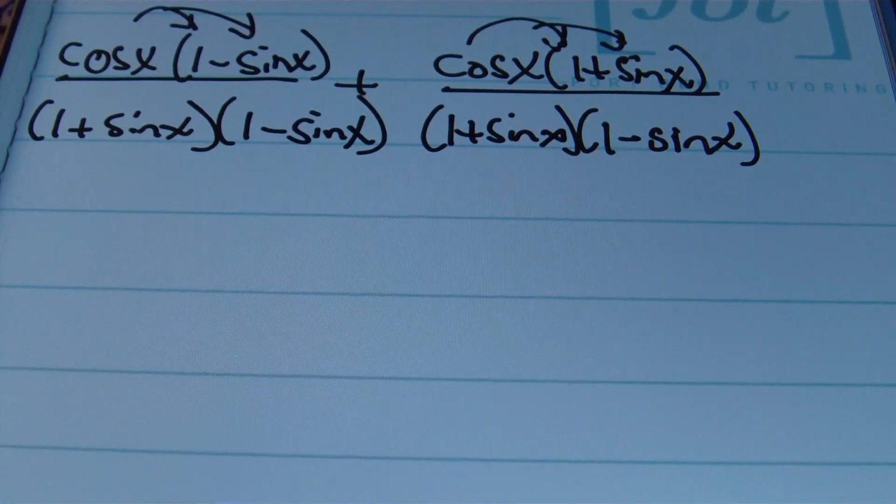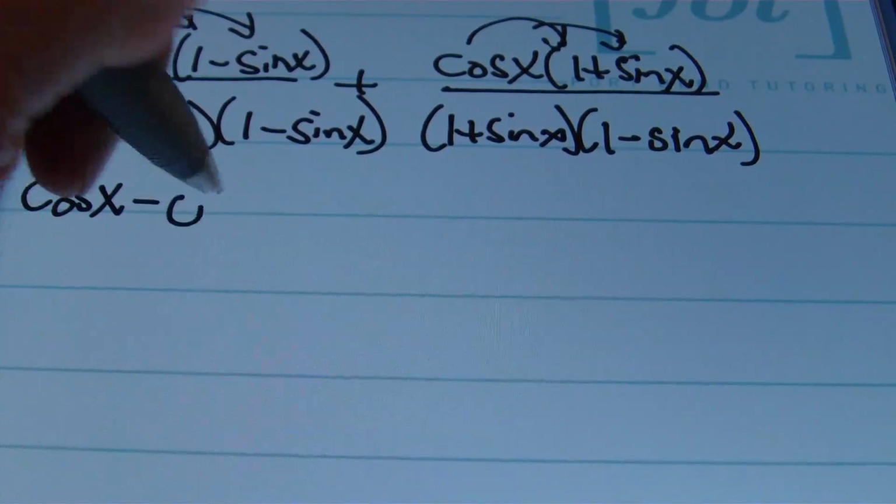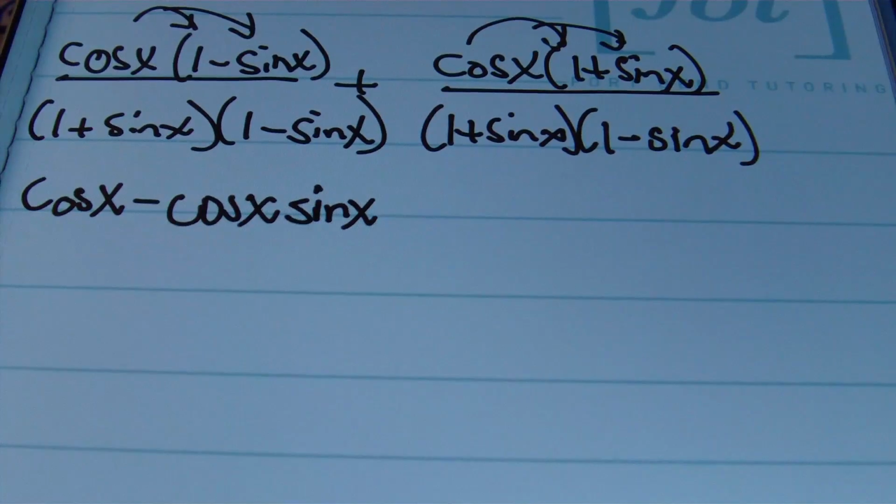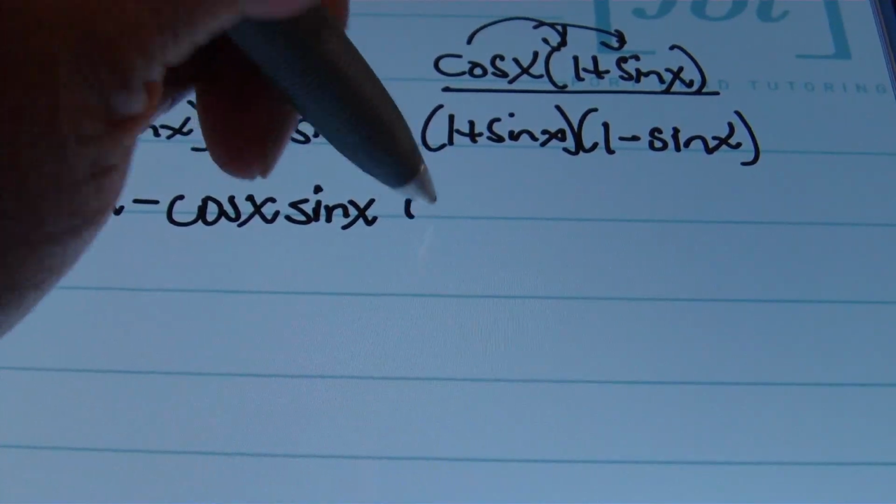Are my arrows showing for you? There you go. So I'm rewriting our combined numerator now, and that's going to be cosine x times 1, which is cosine x. And then cosine x times negative sine x, that's going to be negative cosine x sine x. All right, just like that.